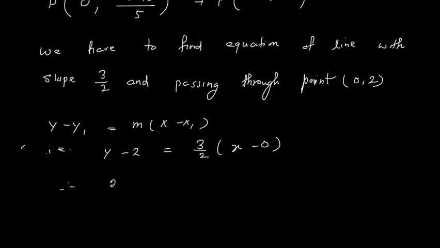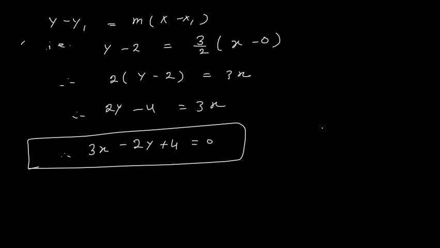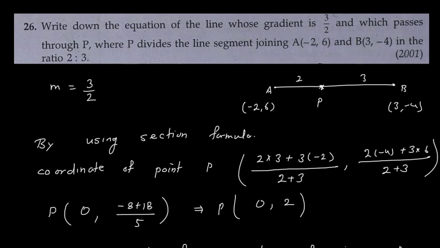So therefore, taking 2 across, we have 2 times y minus 2 is equal to 3x. So therefore we have 2y minus 4 is equal to 3x. Therefore we can say that 3x minus 2y, and this minus will become plus 4, is equal to 0. So 3x minus 2y plus 4 is equal to 0 is the required equation. This is the question.